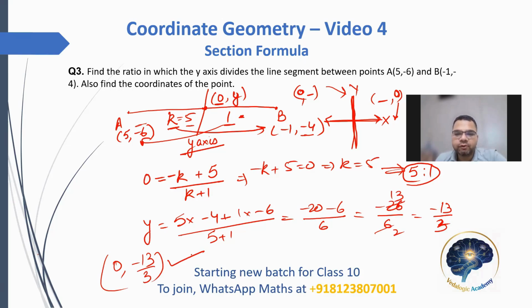So that's how we have found out both parts of this question. First we had to find the ratio and then we had to find the coordinates as well.